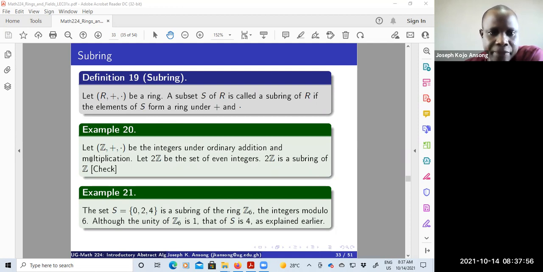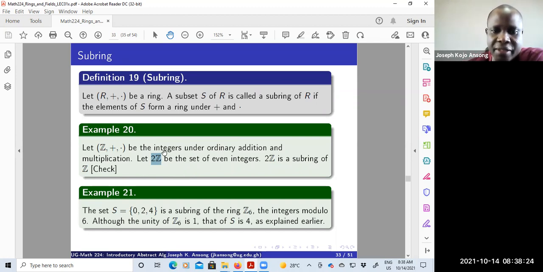Here's a typical example of that. If you take the set of integers, these form a ring under ordinary addition and multiplication. Well, the set of even integers, 2Z here, of course, is a subset of the set of integers, and this forms a ring, and therefore it is a subring. So the set of even integers forms a subring under ordinary addition and multiplication as well.